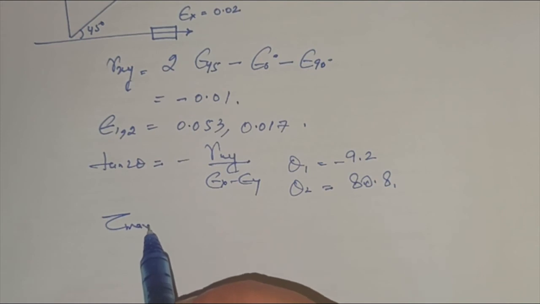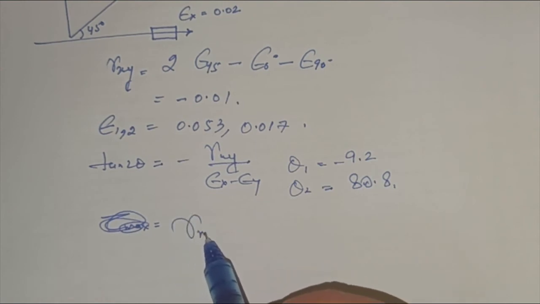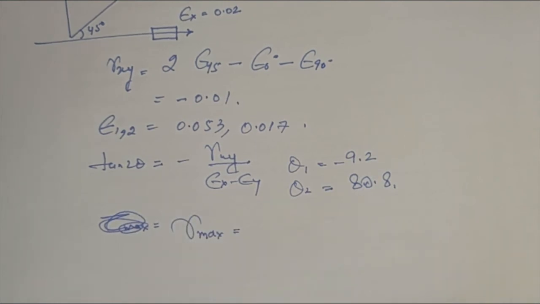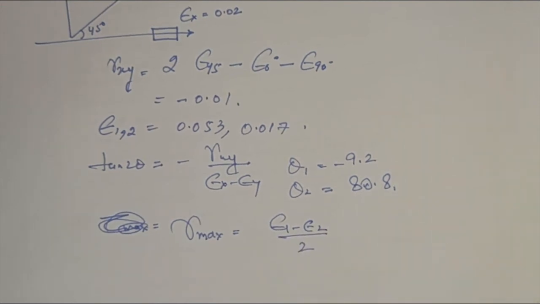So the maximum shear will not be like this, it will be gamma max. So this will be (epsilon 1 minus epsilon 2) by 2. In the same way, like with the stresses, we used to put sigma 1 minus sigma 2, the change in the principal stresses. In this, the shear is like this.